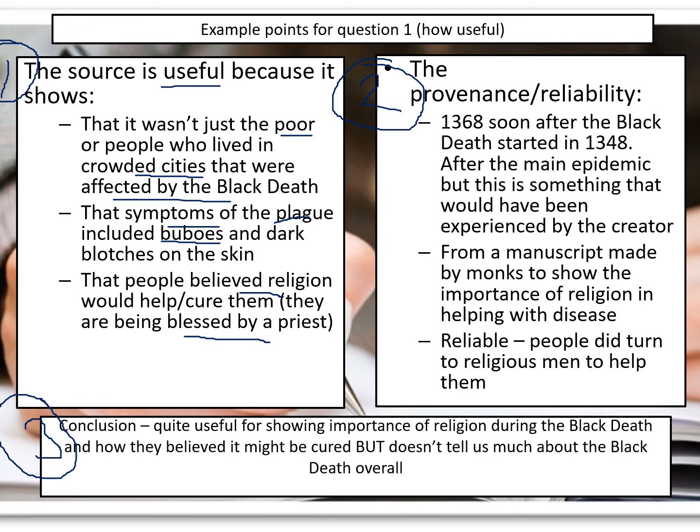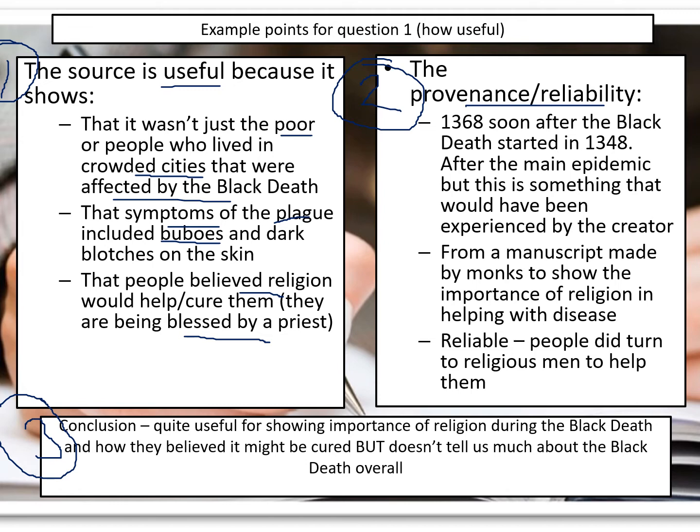Remember that we would say something like, this source is useful. We'd pick out one of those points about what we could see, and then we'd try and blend that with own knowledge. And once we've done our paragraph on that, and that's probably going to be our biggest paragraph, we would then need to move on to the second paragraph, talking about the provenance of the source.